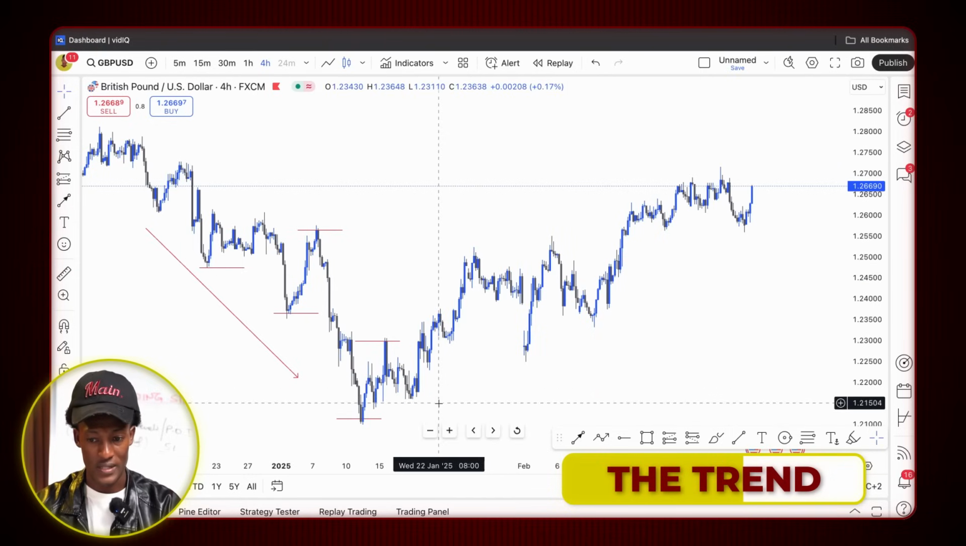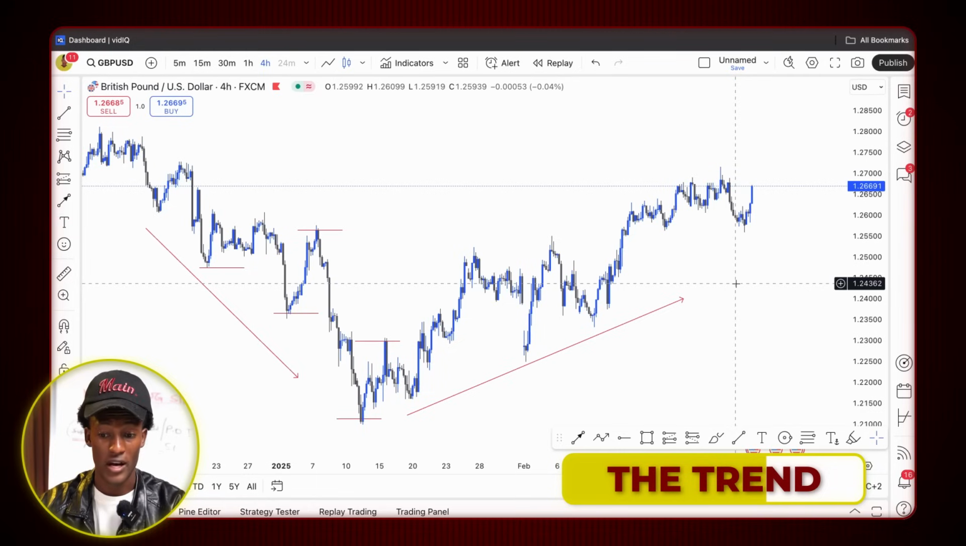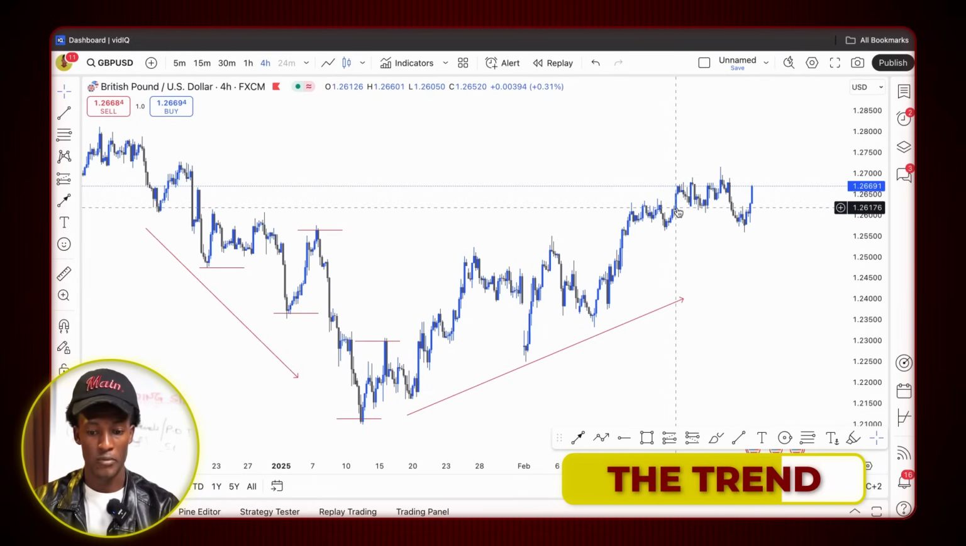Then out of the blue, we see a change, right? And now what we are currently dealing with is an uptrend. And that means our attention now should be on an uptrend. We need to look out for buys. And let me show you why.